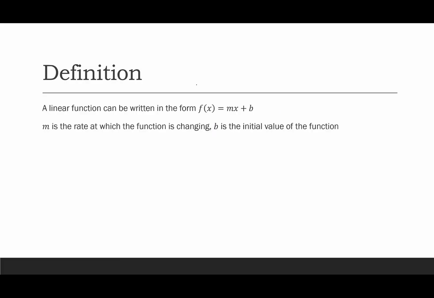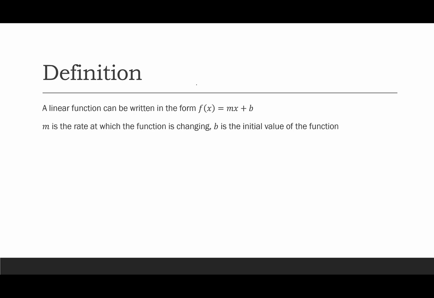So the first thing I want to do is give you a definition. A linear function can be written in the form f of x equals mx plus b. So we're still talking about lines, but instead of writing y equals, we're writing f of x equals, and you'll see we will bounce back and forth anyway. What m will represent here is the rate at which the function is changing. So it's still our slope, but we think of it a little differently.